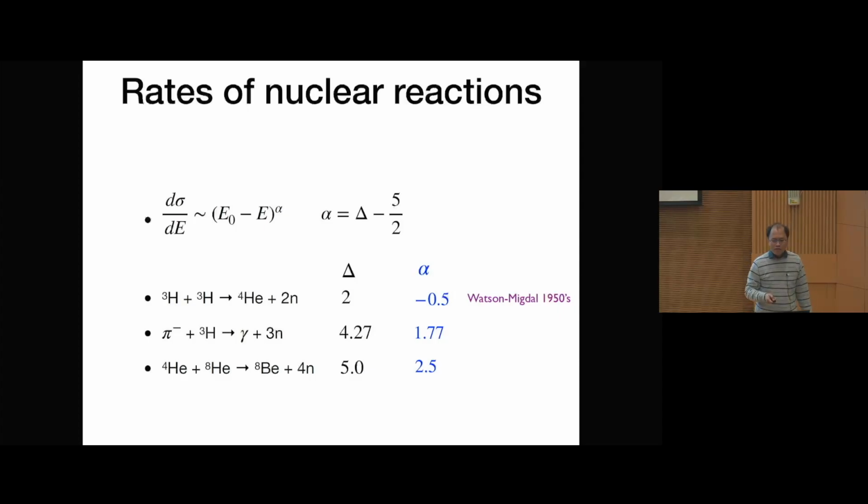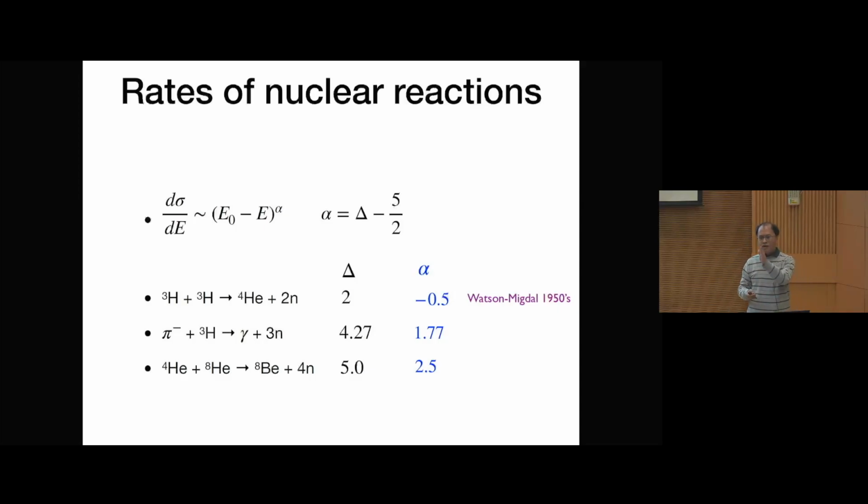So this alpha depends on the number of neutrons that are emitted. For processes where 2 neutrons are emitted, for example, delta is 2 as we have derived, and alpha is minus 0.5. That means that the interaction between the neutrons actually makes the scattering rate go up, like 1 over the square root of the distance to the endpoint. And that fact was already known in the 1950s.